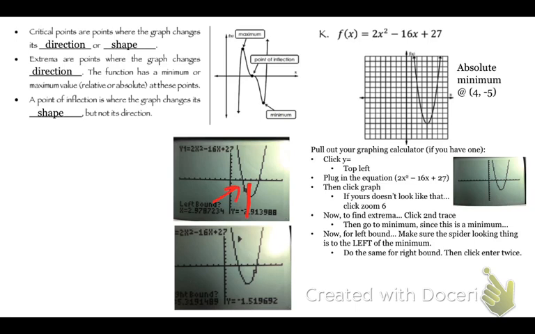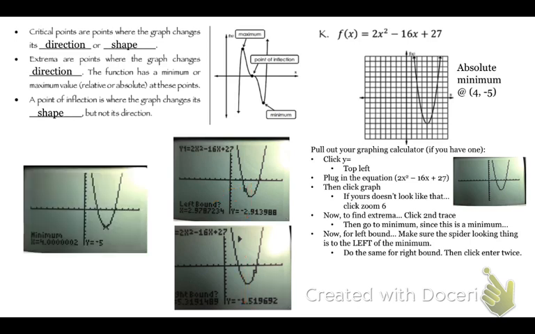And then you're going to move it over to the right of the low point, and click enter. Okay, and then you're going to click enter one more time. And it will pull up the minimum of 4, -5. Cool? Okay. We'll do the other two tomorrow. If not, try to do them if you have a graphing calculator. If not, we'll do them tomorrow.